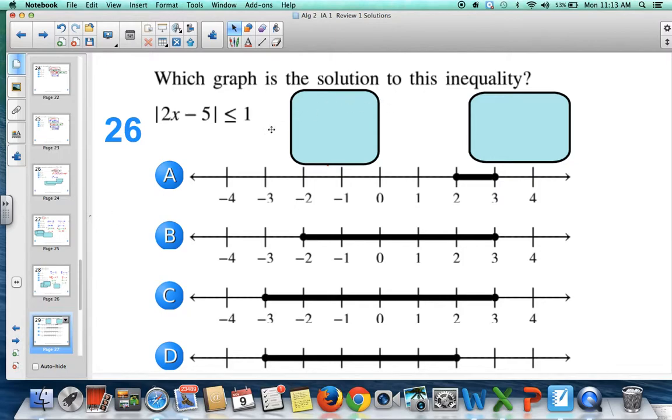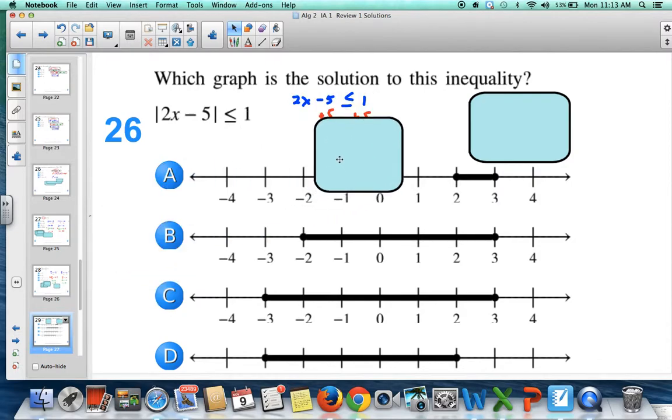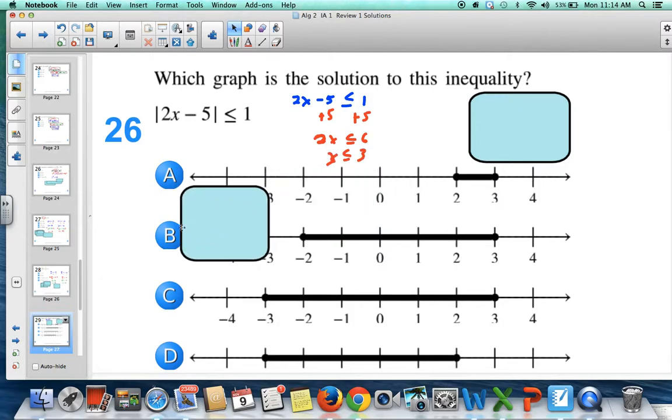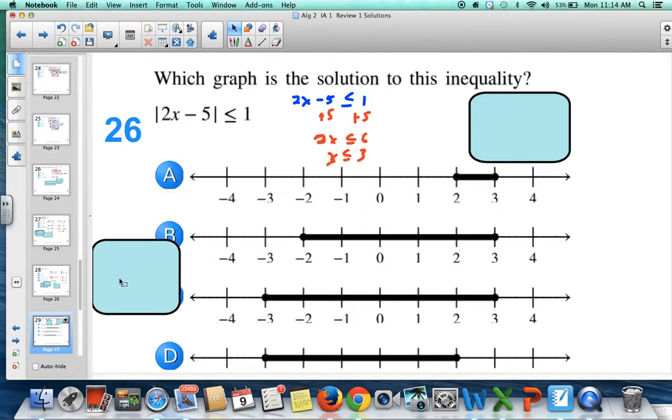Okay, these are inequalities, which make it a little bit different. There are some similarities. We do still have to write two equations, or technically inequalities. The first one we write as if this whole thing is positive in here, then the absolute value signs don't mean anything, and I have this. To solve this one, I'm going to add 5 to both sides, divide by 2, and I get x is less than 3.